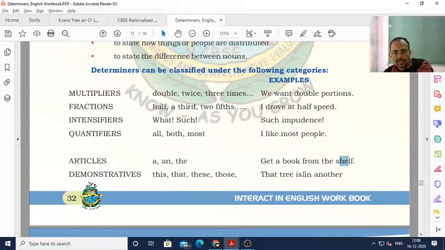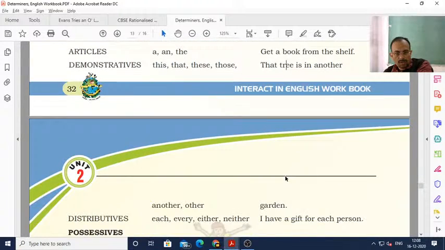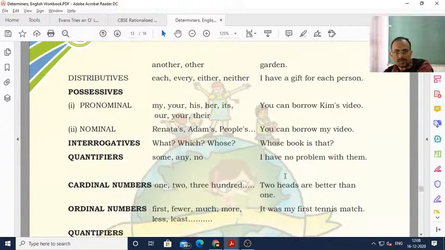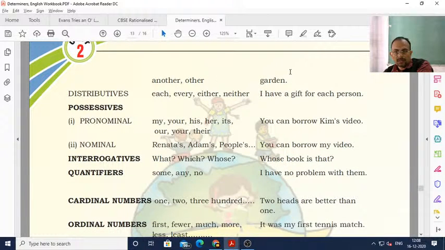Demonstrative: that tree is in another something. So that is a determiner followed by tree. So every determiner is followed by a noun. You always remember this. Another are distributives like each, every, either, neither. I have a gift for each person, so each is a determiner because it is followed by a noun.